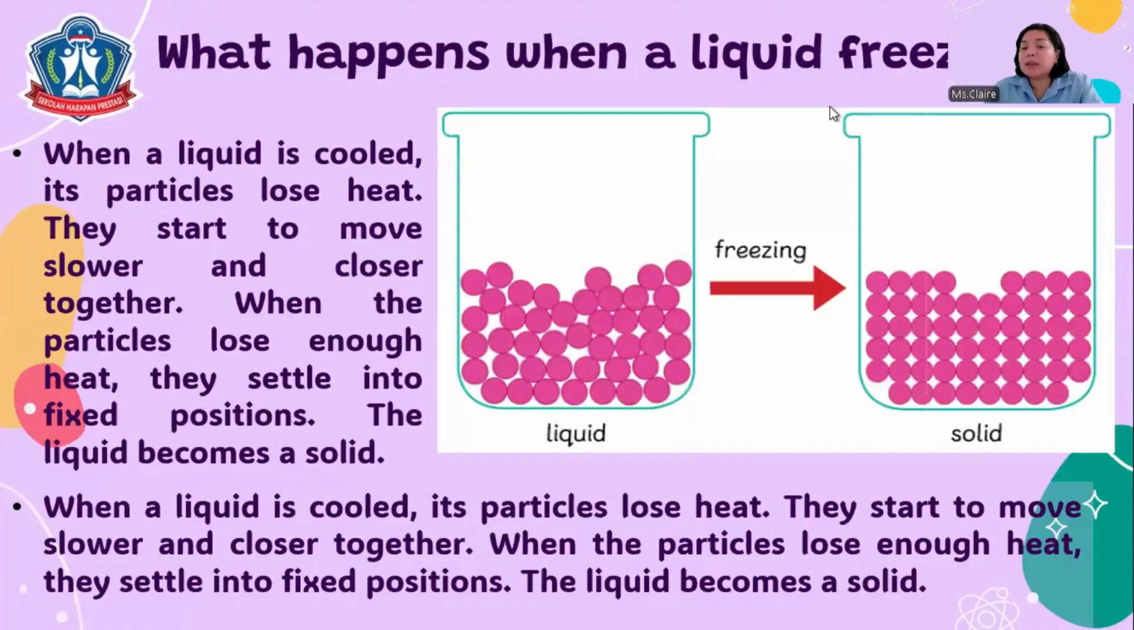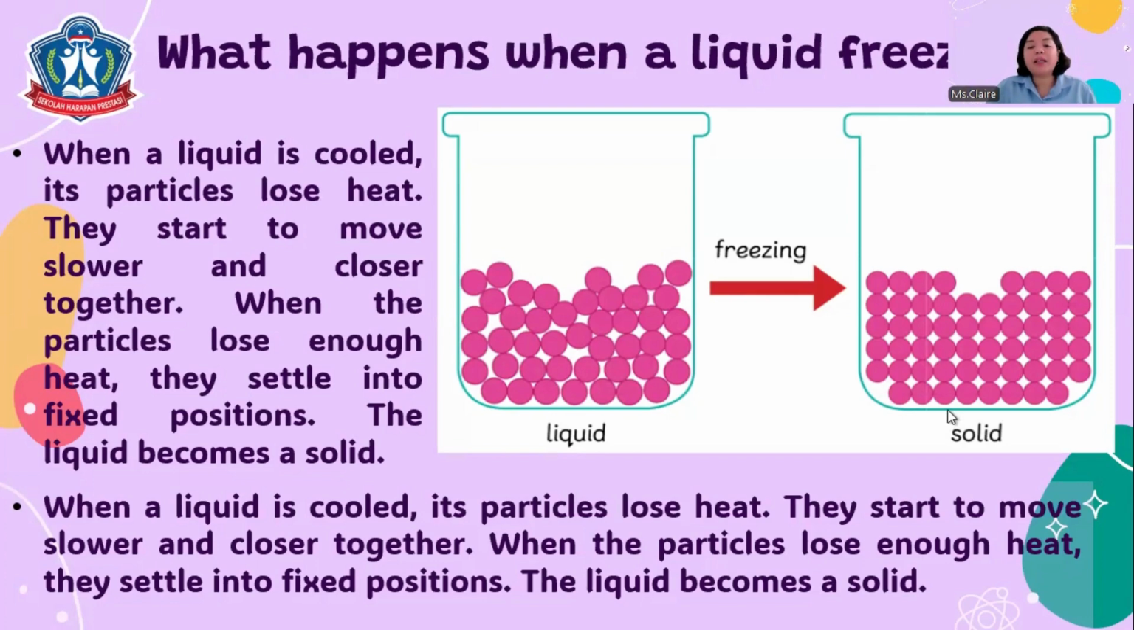So what happens when a liquid freezes? When a liquid is cold, its particles lose heat. They start to move slower and closer together. When the particles lose enough heat, they settle into fixed positions. The liquid becomes a solid. So that's the time that it becomes solid.